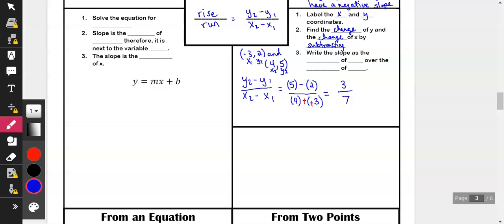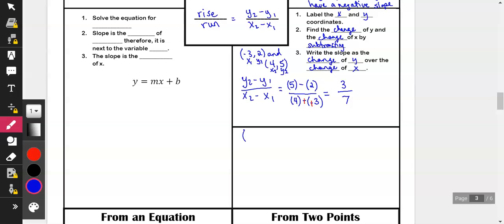Then we're going to write our fraction as the change of y over the change of x, which is the same as our rise over run. Because it's saying if I were to actually graph these 2 points, I'd have to rise 3 and run 7 to get from one point to the other. That's what it's saying. All right, let's try another one.